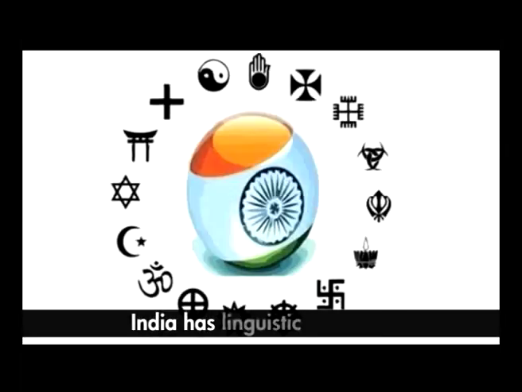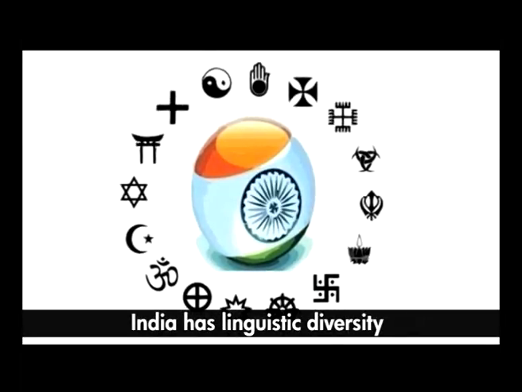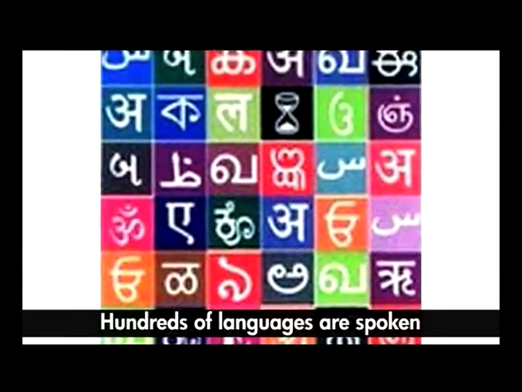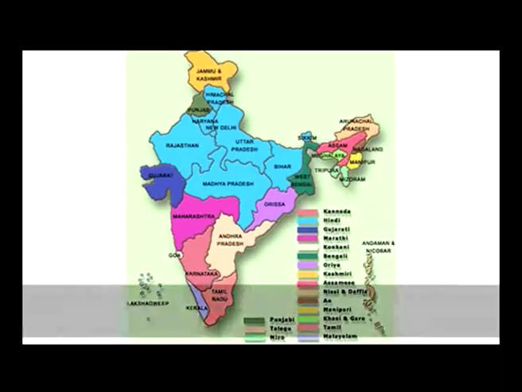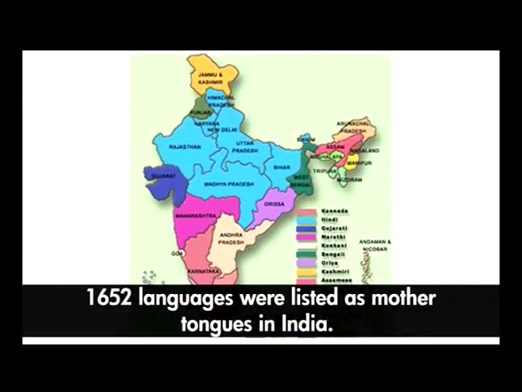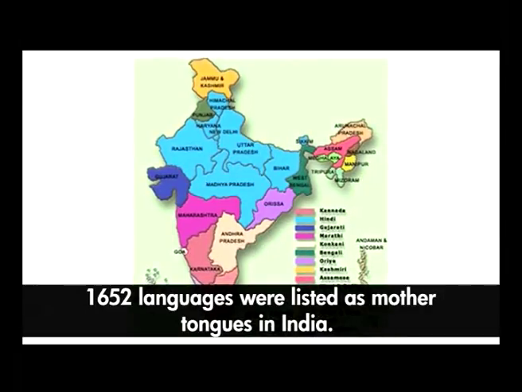Linguistic composition. India has a great deal of linguistic diversity, like its physical environment. The languages spoken and their dialects number in the hundreds. In the 1961 census, 1,652 languages were listed as mother tongues in India. Out of these, only 23 languages together accounted for 97% of the total population of the country.